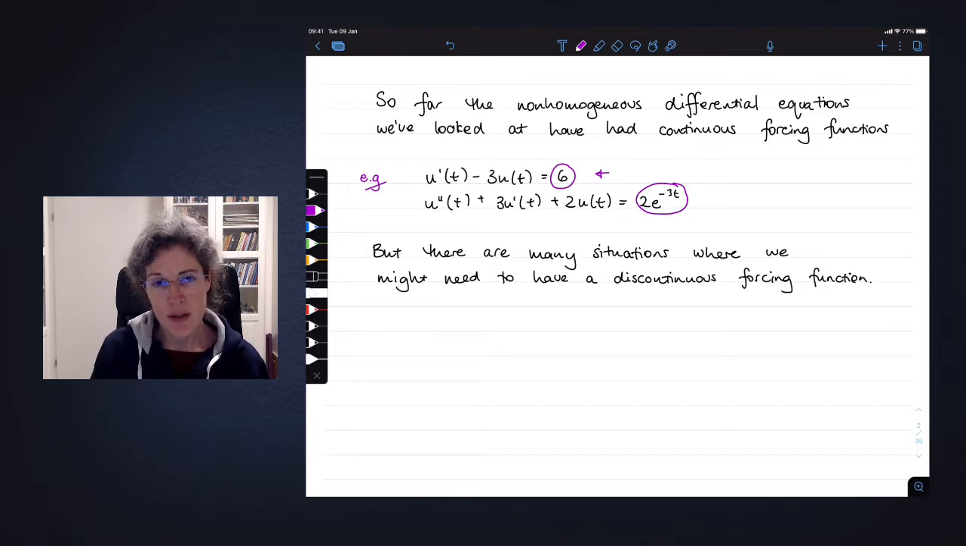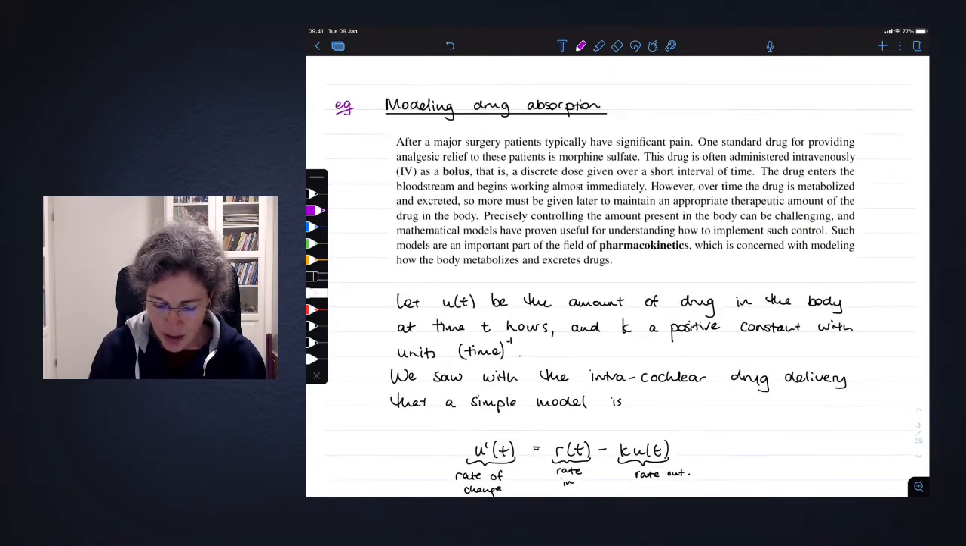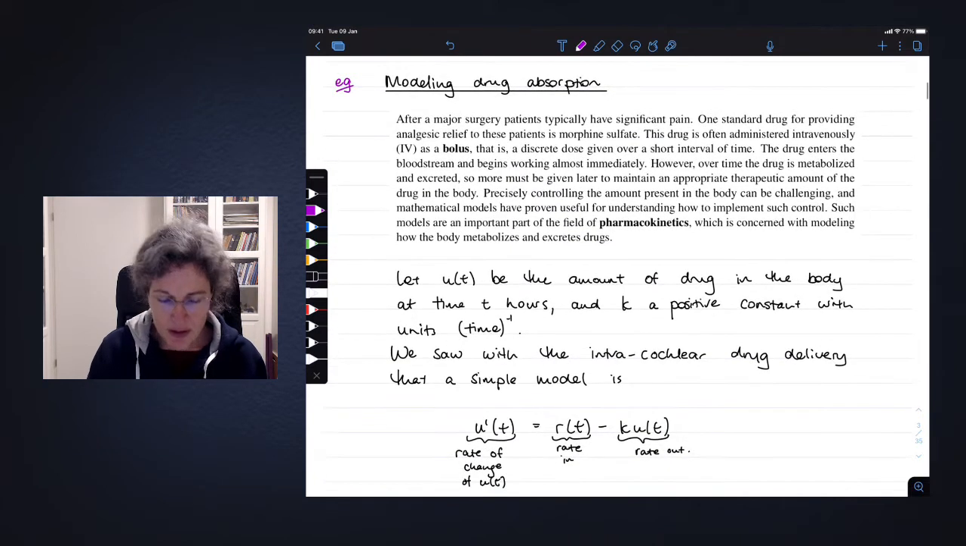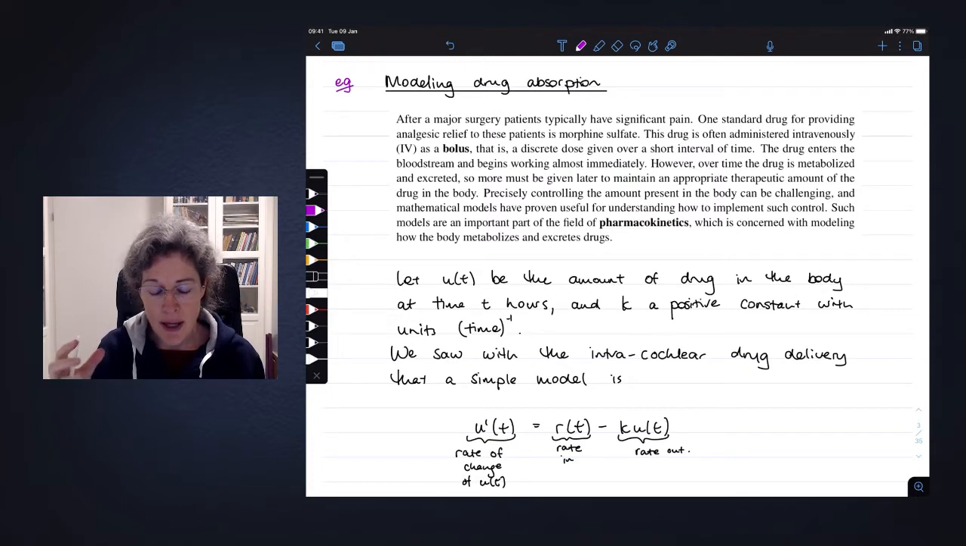So if you're thinking in terms of physics, we're thinking of these as external forces that are applied to the system. And so far we've only really looked at situations where those external forces are continuous. But we can think of many situations where we might need to have a discontinuous forcing function. So to step away from a physics look, we could go back to drug absorption. We talked about intracochlear drug delivery.